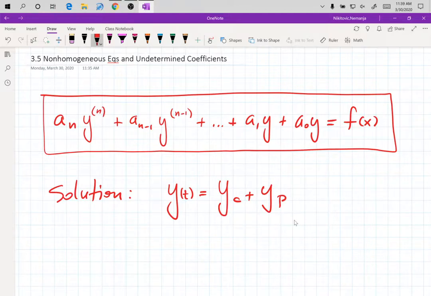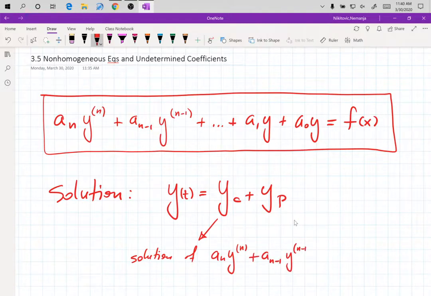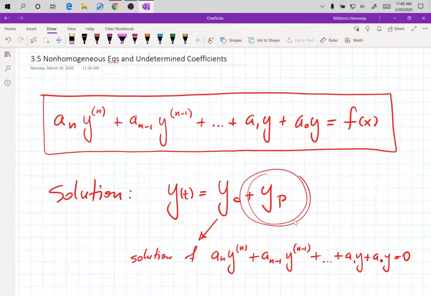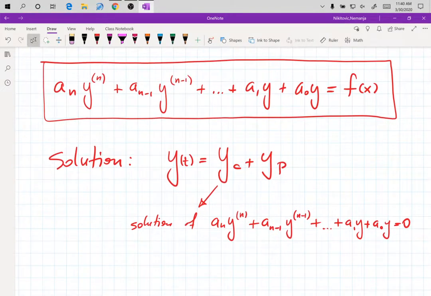The y complementary here is the solution of a_n y to the n, the nth derivative, plus a_(n-1) y to the n minus 1, and so on, plus a1 y prime plus a0 y equal to 0. So this is the equation that yc is the solution of. We have to find this yp, and that's going to be new regarding our undetermined coefficients.